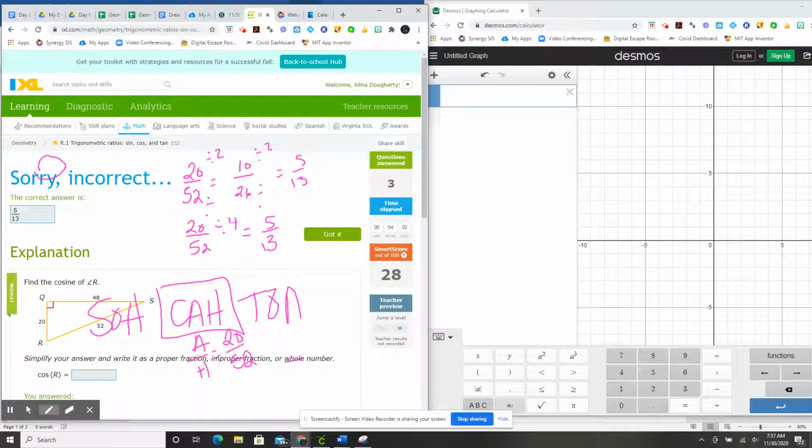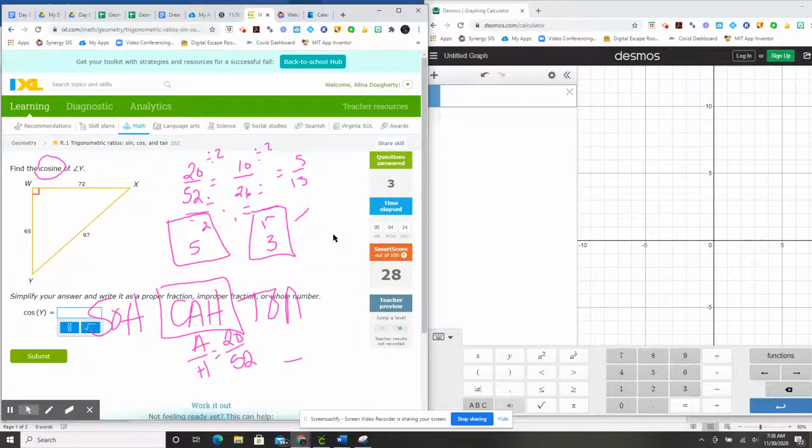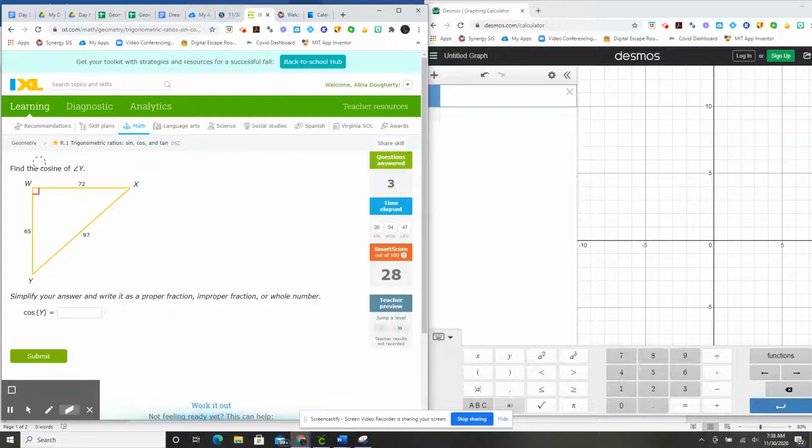We always want to reduce these as low as they can possibly go. So 5 over 13 is exactly the same as what I put in, the 20 over 52, but IXL wants you to have your lowest possible fraction. I forgot to mention that. So again, this is a great time for you to practice on your own. Do a couple. I'm going to do a couple myself, and then we can reconvene and see if you have any questions. I cleared my screen, got ready for my next problem.